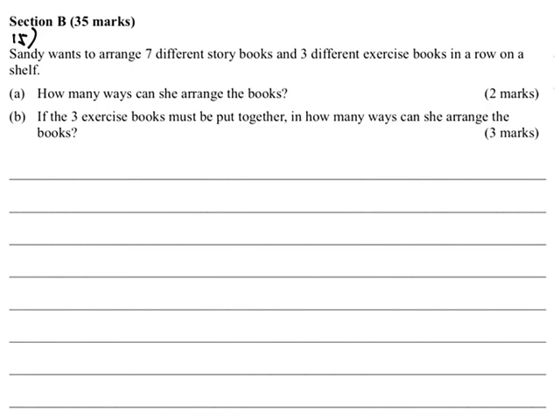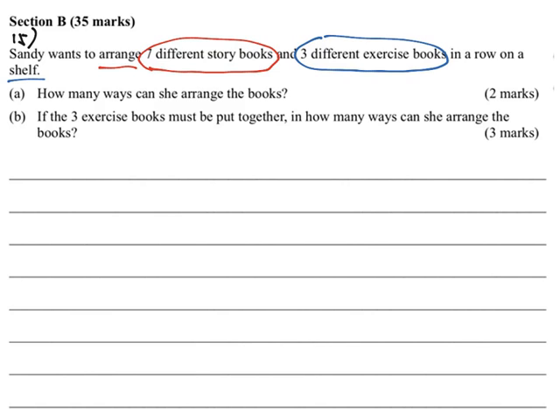Section B, question 15. This question is about the arrangement of the books. Actually, it is about permutation. Sandy has 7 different storybooks and 3 different exercise books, and she puts them on the shelf. How many ways can she arrange the books?